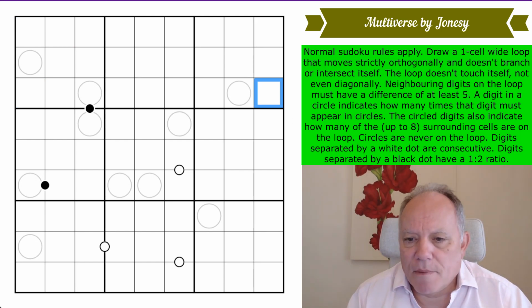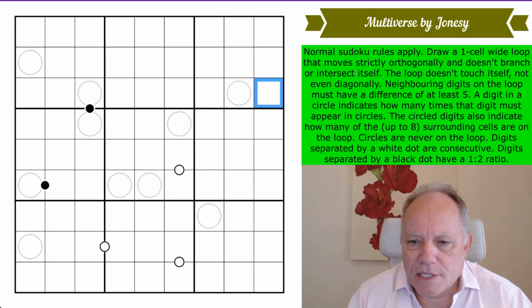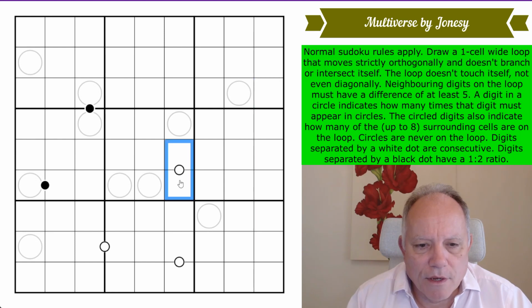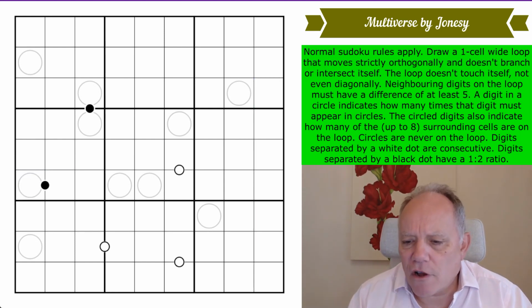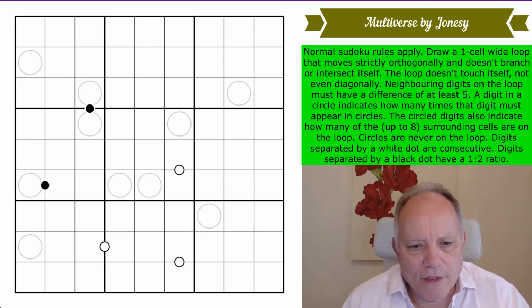Digits separated by a white dot are consecutive, and digits separated by a black dot have a 1-to-2 ratio. So those two are consecutive, those two have a 1-to-2 ratio. Give it a try if you like this sort of thing on the link under the video. I am going to start now.